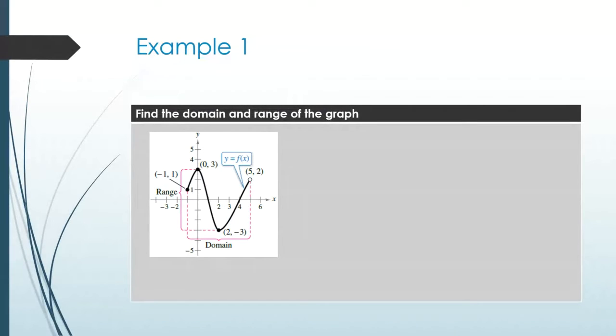So I have an example here. This is an example from the textbook. The textbook has this as one of their examples. I'm going to explain it in my terms. I think it might make more sense than trying to read the textbook and how that works. So we're going to start by finding the domain and range of the graph.